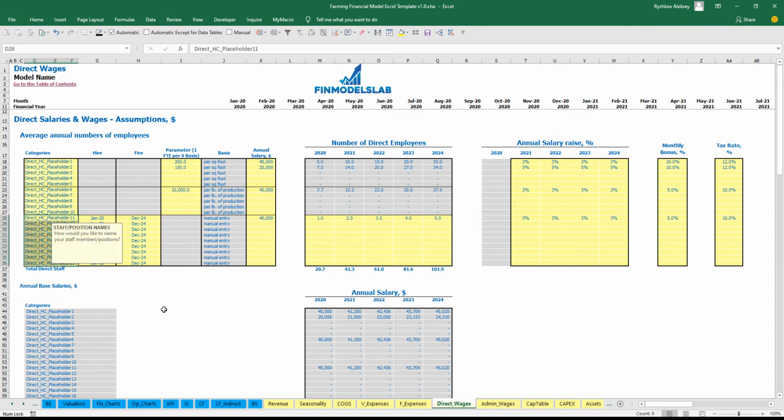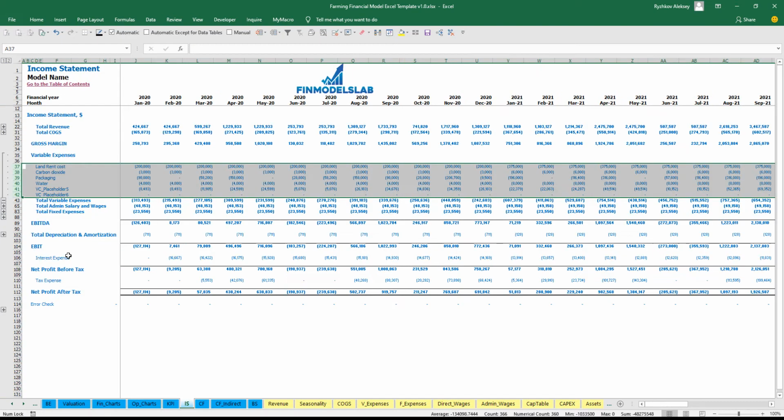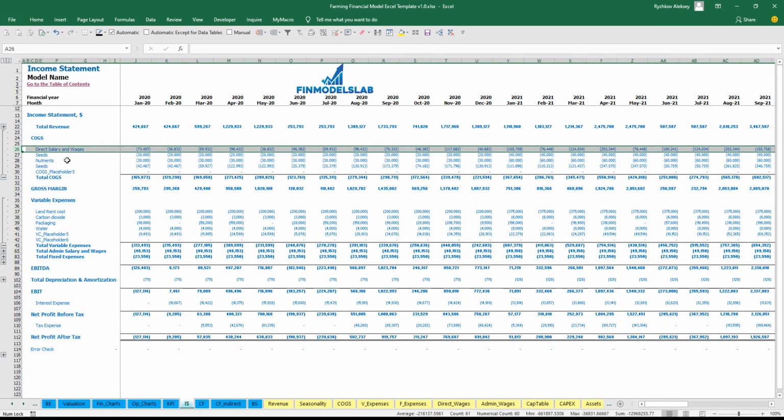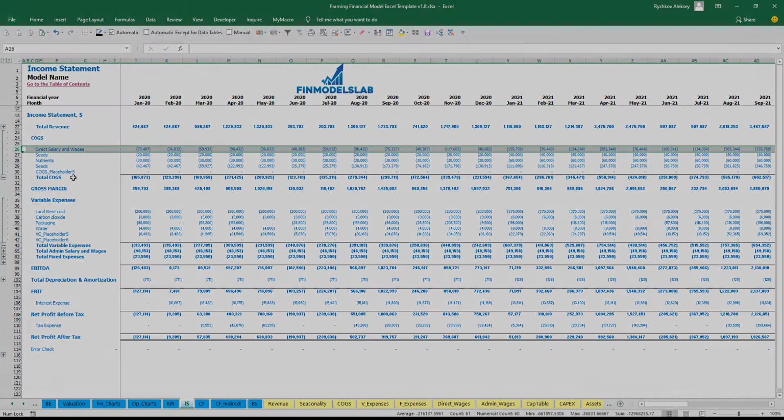And the final tab in this case is to set up your direct headcount as just hire date, for example February 20, fire date can be the last date of the model, and the basis is manual entry. You can set up the salary as well, $10,000, and you can adjust numbers of direct employees manually: 2, 4, 6, 8 and 10. In the income statement under the COGS section you may see the direct salaries and wages calculation, so it's a part of your cost of goods sold.